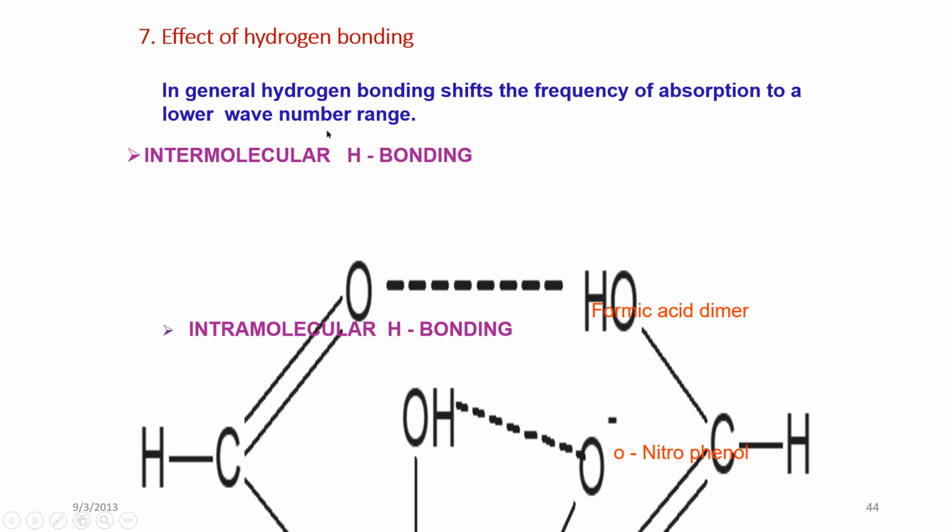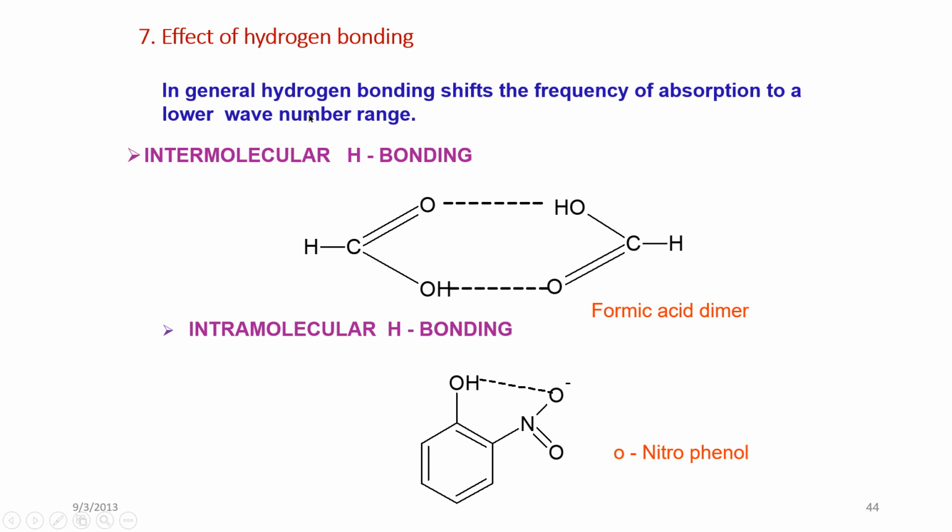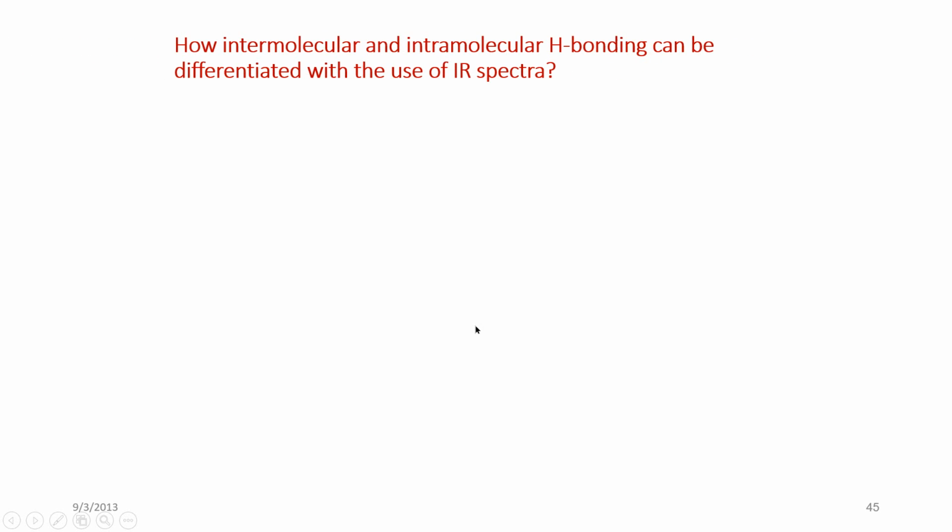Then the effect of hydrogen bonding. In general, hydrogen bonding shifts the frequency of absorption to lower wave number because as there is a formation of hydrogen bond, the bond gets weakened, hence there is a shift in the frequency of absorption to lower wave number. You can also see whether it is intramolecular or intermolecular hydrogen bonding in case of the different molecules.